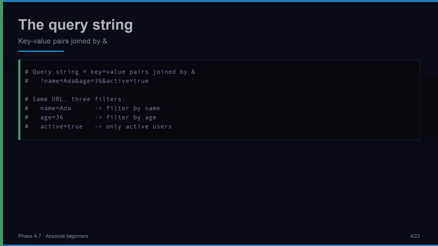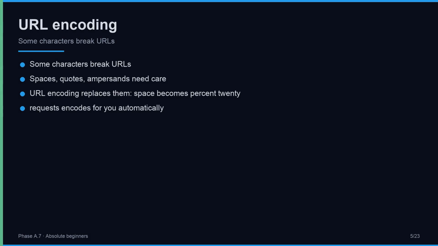Know the parts. The query string is a list of key value pairs. Each pair is key equals value. Pairs are joined by the ampersand character. Each pair adds a filter or instruction. Name equals Ada, only users named Ada. Age equals 36, only that age. Active equals true, only active records. The service reads these pairs and decides what to send back. Order does not matter. Each pair is independent. Pairs joined by ampersand.